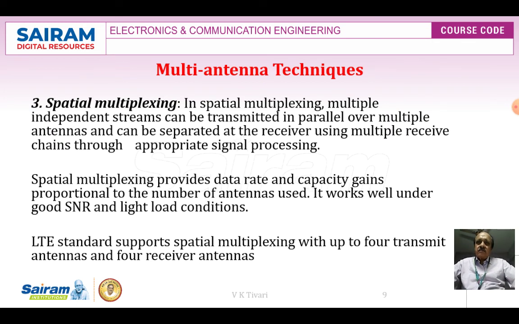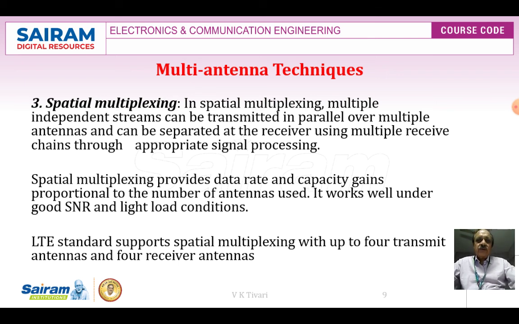Another important multi-antenna technique is spatial multiplexing. Multiple independent streams can be transmitted in parallel over multiple antennas and can be separated at the receiver using multiple receive chains through appropriate signal processing. It provides data rate and capacity gain proportional to the number of antennas used. It works well under good SNR and light load conditions.